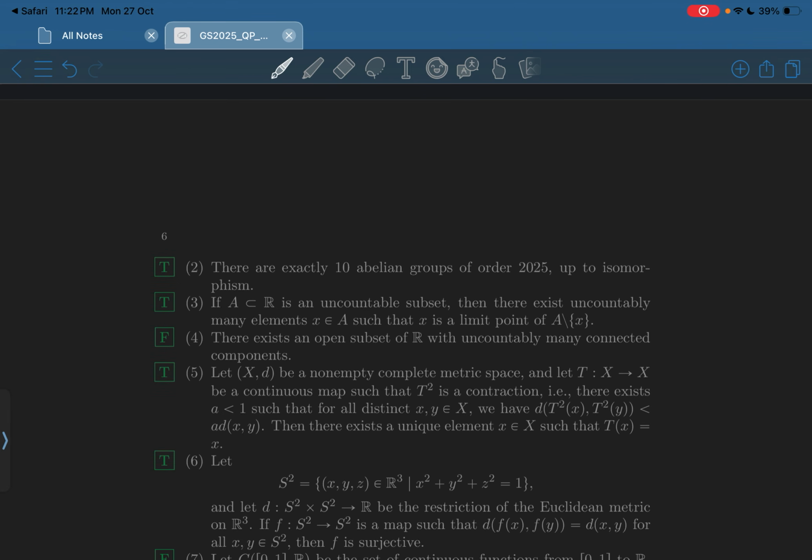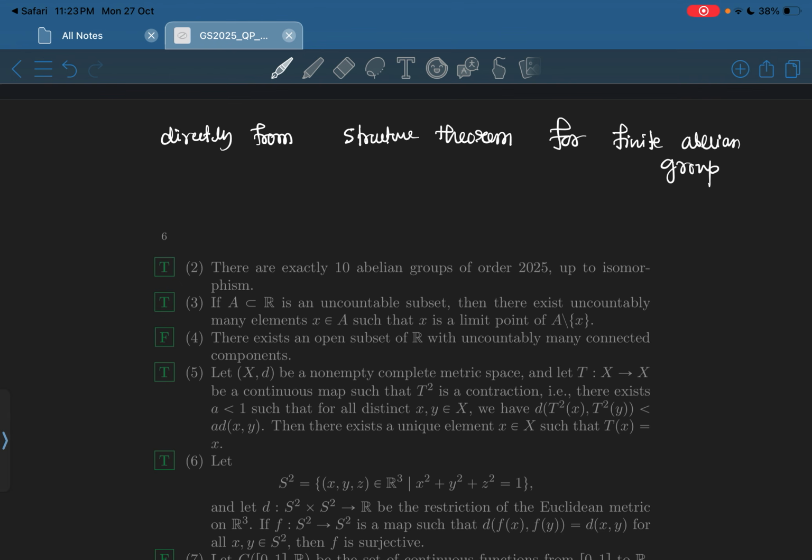This is a very simple problem, and if you know the fundamental theorem of finitely generated abelian groups, then you can do it easily, right? This is directly from the structure theorem for finitely generated abelian groups, but it is a finite group, so you have it for finite abelian groups.